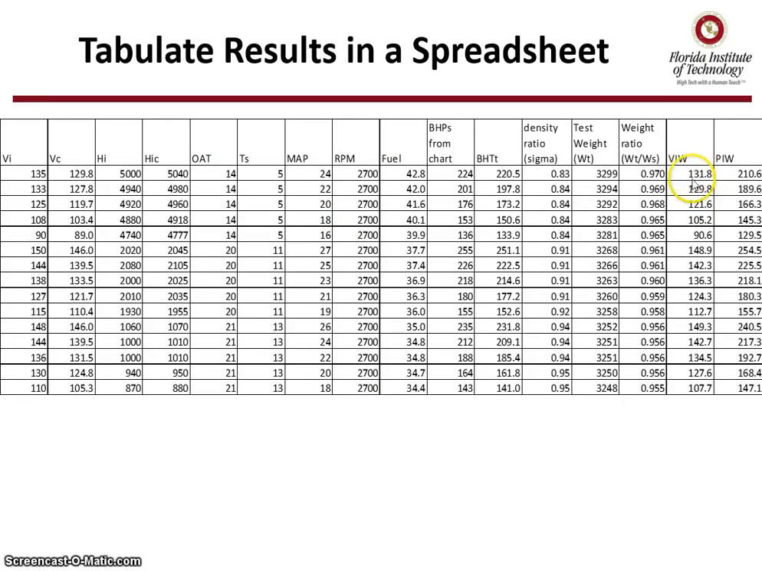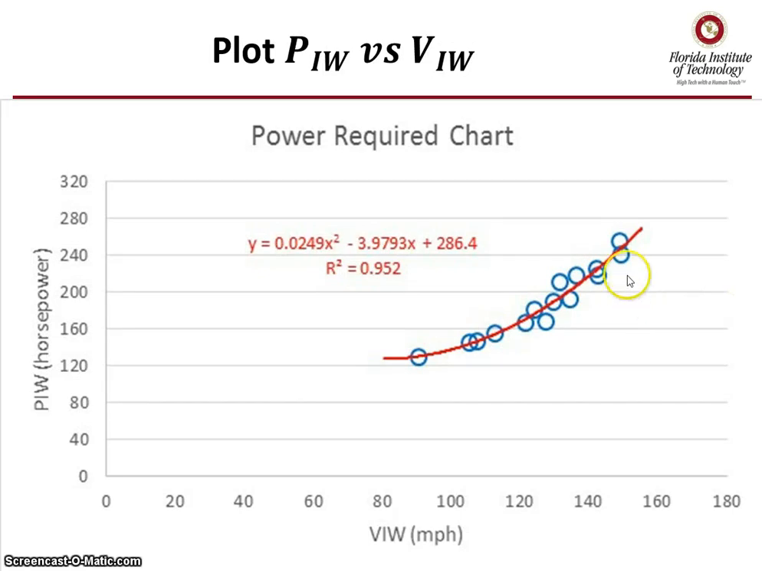So once you have all the data calculated for each point in our level flight lab, you'll have VIW versus PIW. You'll then generate a plot with VIW on the x-axis, PIW on the y-axis. And here's the plot. Once we have the data, we'll want to fair a curve through the data, or use Microsoft Excel in this case to generate a curve. And this is the equation of the second order curve fit that we used Microsoft Excel to represent our data.